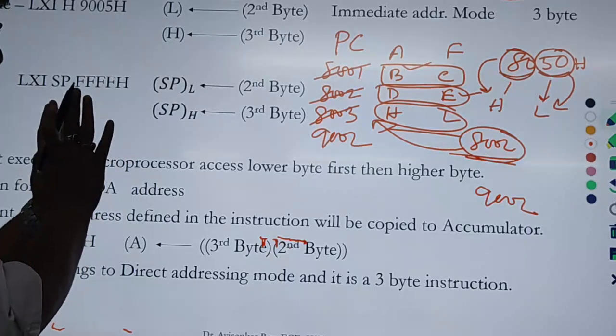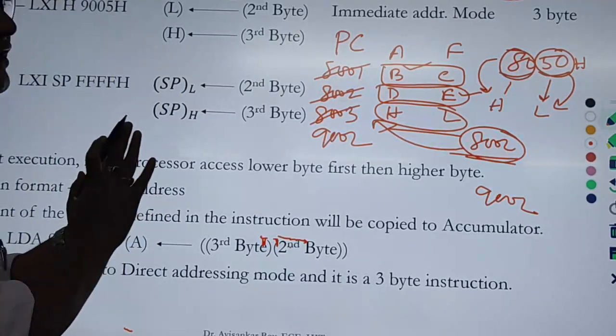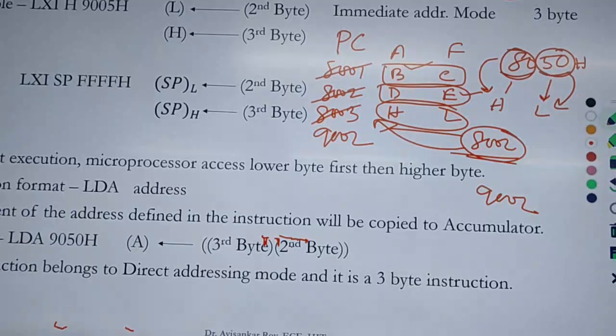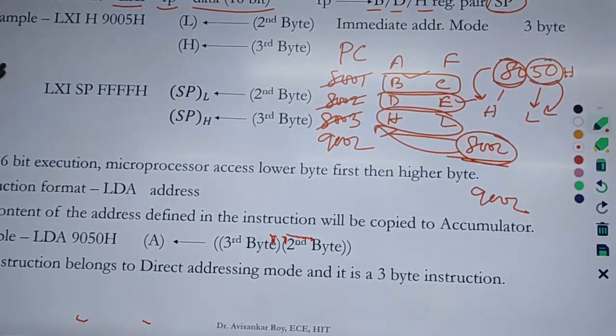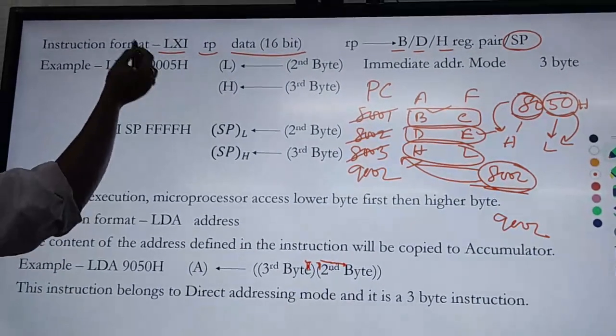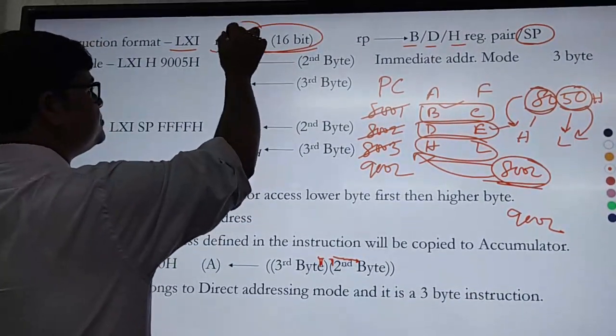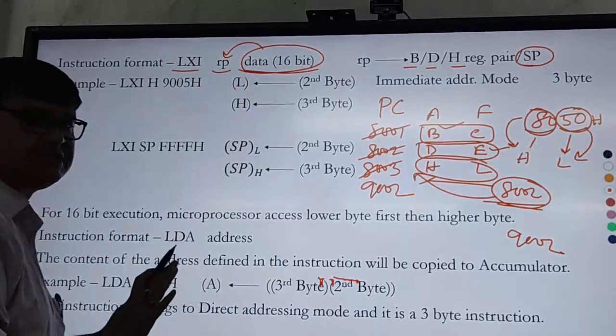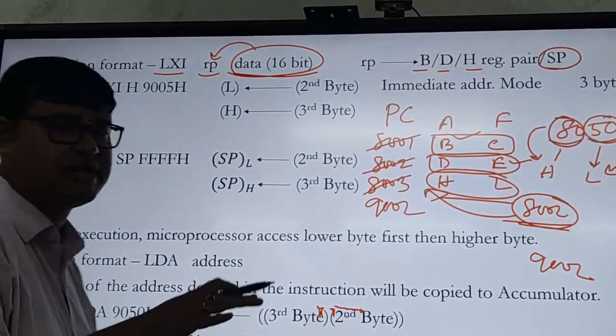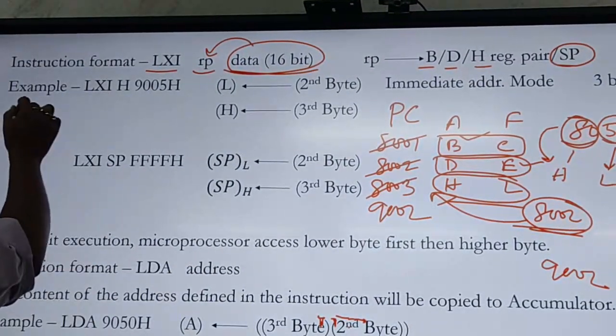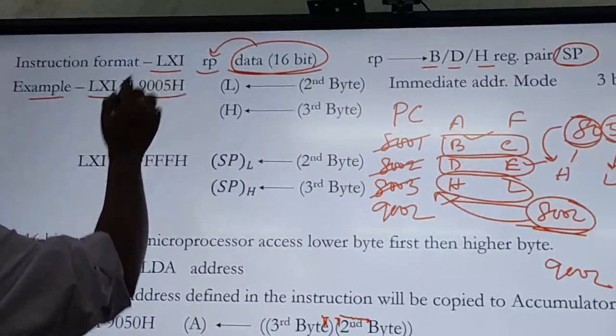So there are two 16-bit registers, the stack pointer and the program counter. But now I'm coming to our main lecture, that is LXI. So what is the function of LXI? Very simple. The 16-bit data will be stored into the B register pair, D register pair, H register pair, or the stack pointer. Very simple. The next example is LXI H, 9005.